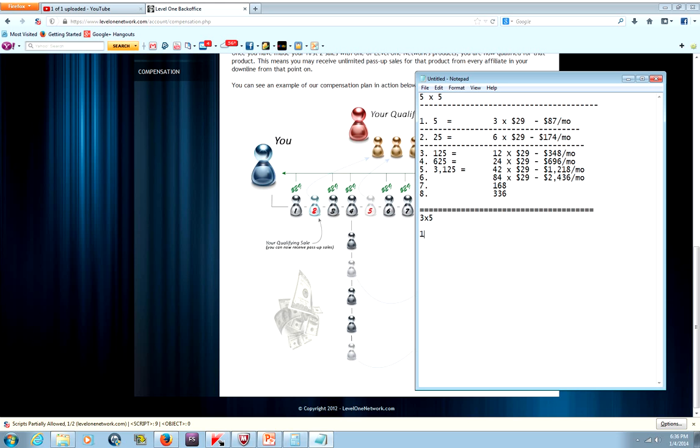Your first level, you're getting paid on 2 people. We'll just do the math shorthand here. Say 2 times 29. That's what you're making from your own. And now, of course, as they go out and get their 2 or 3 each, that will be another 2 that will be passed up to you, front line.